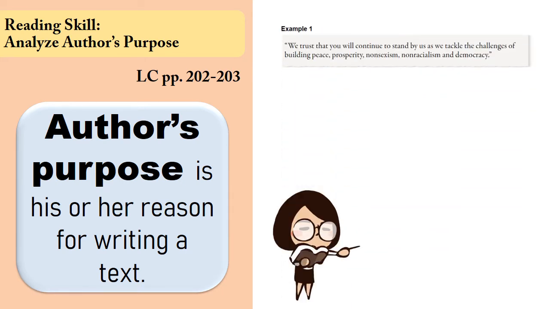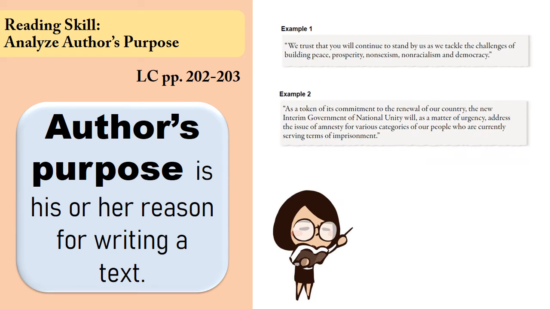So let's dig deeper into some samples from Mandela's speech and let's try to understand and analyze the purpose of the author here. So let's have the first one. Example one. We trust that you will continue to stand by us as we tackle the challenges of building peace, prosperity, non-sexism, non-racialism, and even democracy. So, as you notice in example one, the purpose of Nelson Mandela is to persuade his audience to unite and strive toward a common goal. This is an example of persuasive writing.